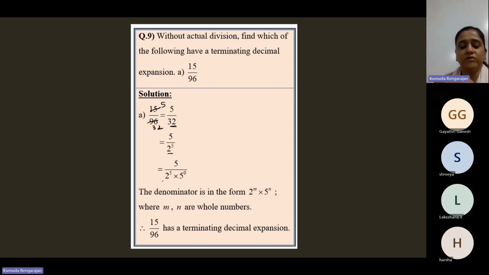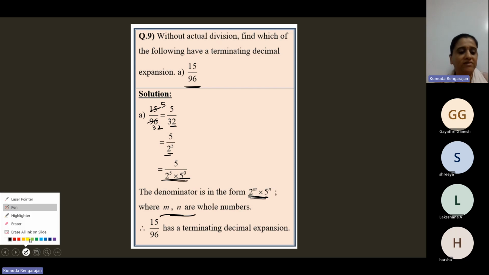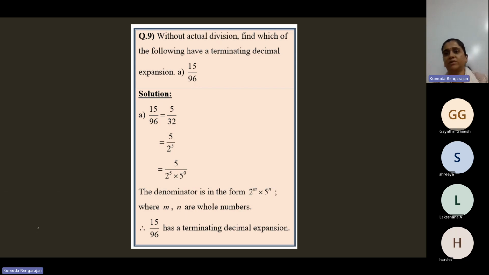Now the denominator is of the form 2 to the power m into 5 to the power n, where m and n are whole numbers. We have 2 to the power 5, but 5 to the power we don't have. So you can just show it as 5 to the power 0. So the denominator is of the form 2 to the power m into 5 to the power n, where m and n are whole numbers. So the given expression has a terminating decimal expansion. Otherwise, it has a non-terminating repeating decimal expansion.